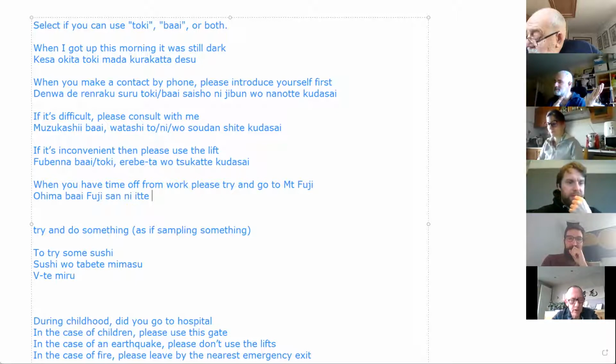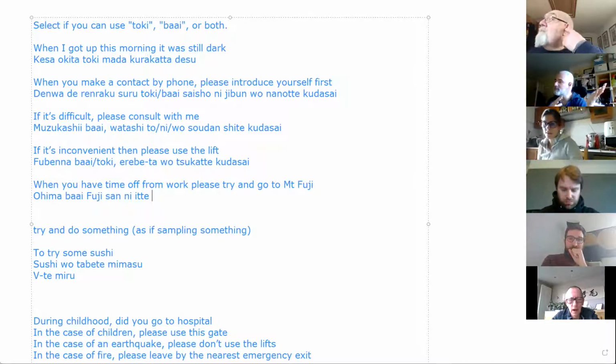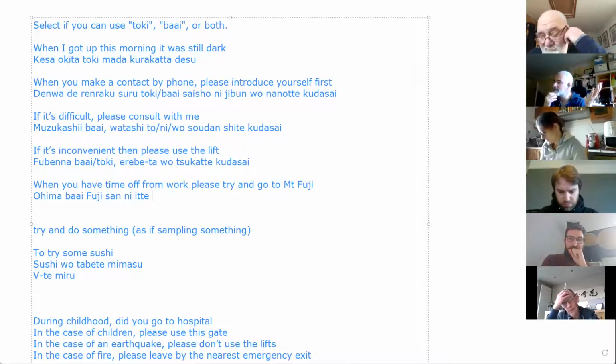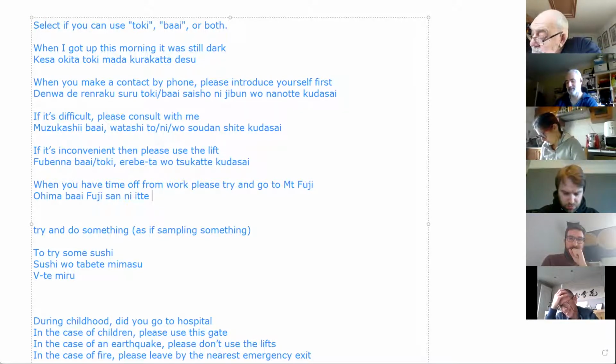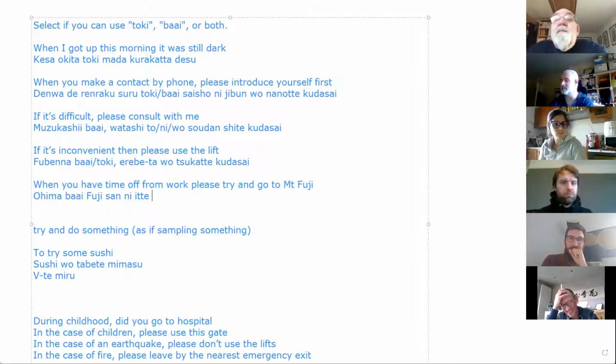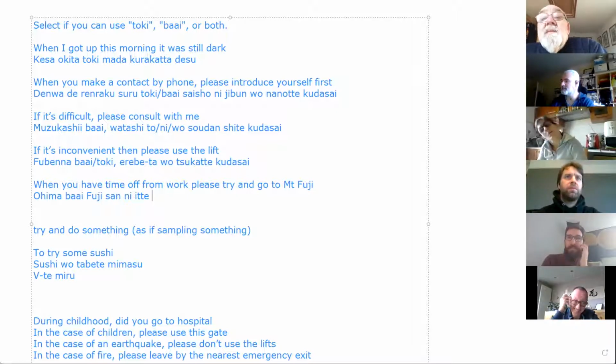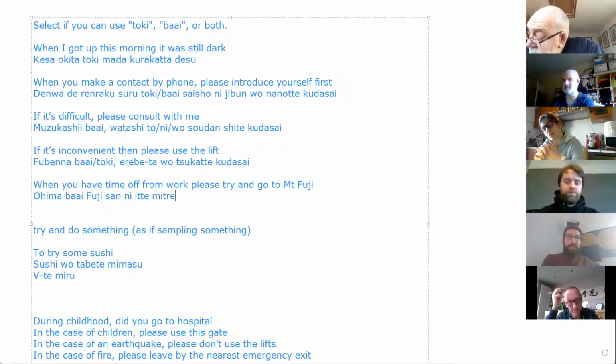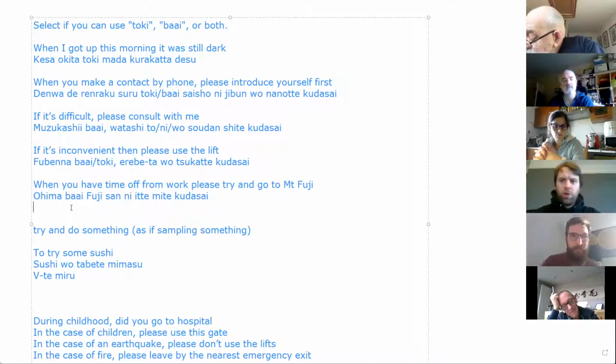Plain form of mimasu? What's the dictionary form? No, that's the polite form. What's the dictionary form? Miru. So what's the te form? Mite. So this would become Fuji-san ni itte mite kudasai. Yes, good. Ohima, hima na.